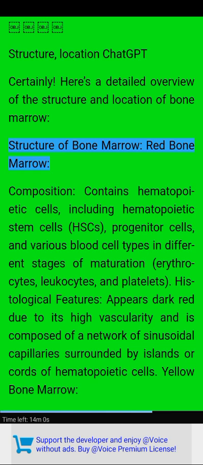Structure of bone marrow. Red bone marrow. Composition. Contains hematopoietic cells, including hematopoietic stem cells, HSCs, progenitor cells, and various blood cell types in different stages of maturation, erythrocytes, leukocytes, and platelets. Histological features. Appears dark red due to its high vascularity and is composed of a network of sinusoidal capillaries surrounded by islands or cords of hematopoietic cells.